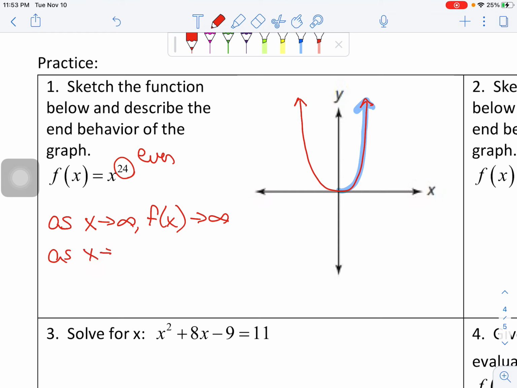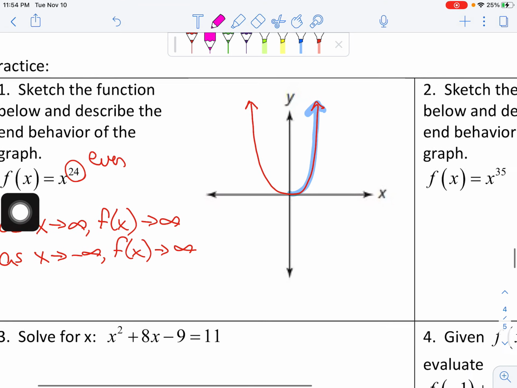And then as x approaches negative infinity, f of x. Now, this is where a couple things can happen. If you look at your graph, you can see that this graph is increasing. So as x approaches negative infinity, the graph's going up. The other thing to recognize is this is an even degree function, which means your end behaviors need to match here. So f of x is approaching infinity in both cases. So that's problem number one.